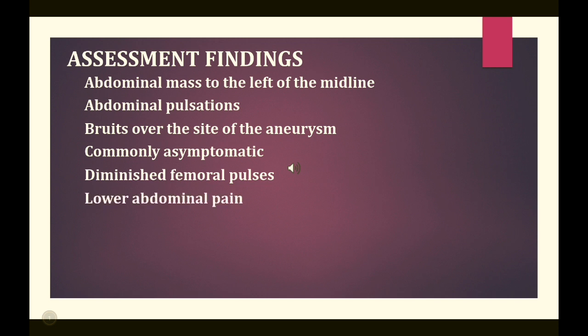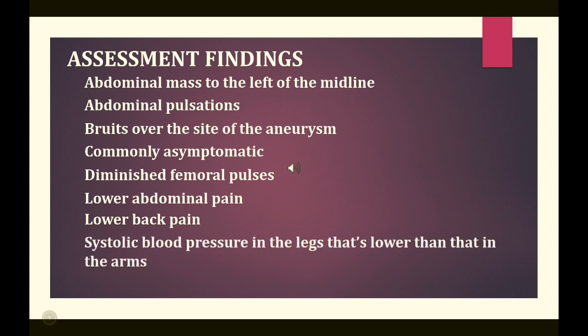Lower abdominal pain. Lower back pain. Lumbar pain that radiates to the flank and groin. Systolic blood pressure in the legs that's lower than that in the arms. When assessing for signs and symptoms of abdominal aortic aneurysm, remember to jog a few laps.